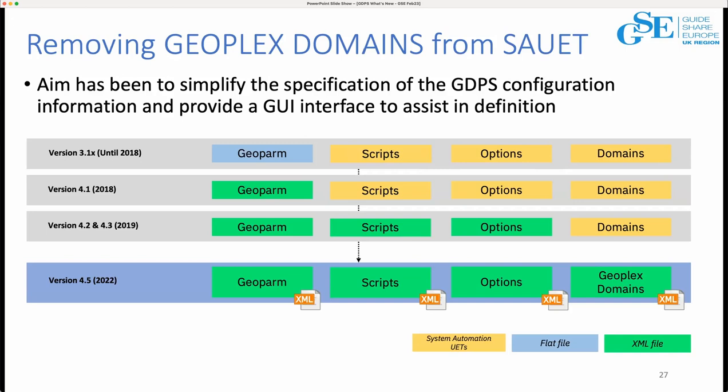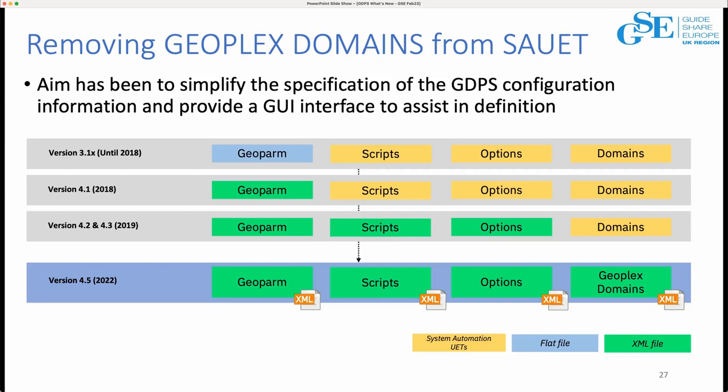When I started with GDPS, that also used to be in the UET pairs, and it was an absolute nightmare. Thankfully, that got taken out of the UET pairs fairly early in GDPS's life. But this is a trend that's gone on for a number of years, and we made a concerted effort with version 4 of GDPS to start to strip out the reliance on the SA policy for the GDPS definitions for a number of pretty good reasons.